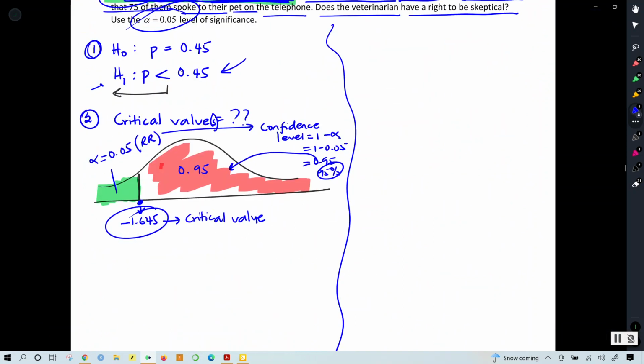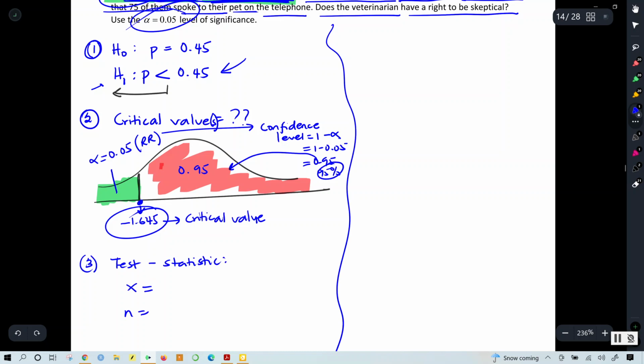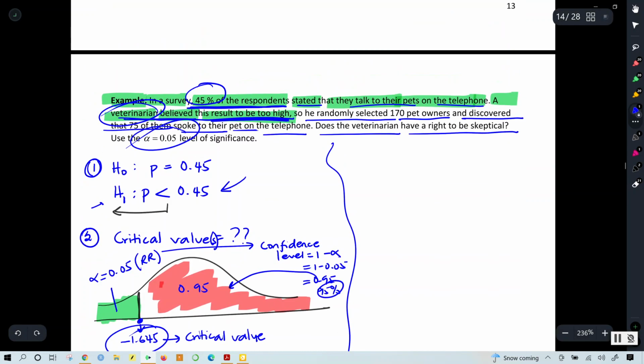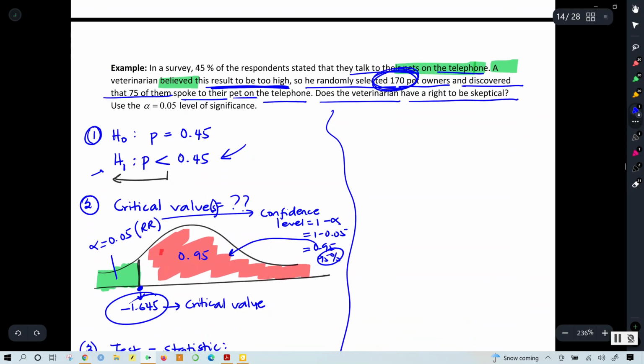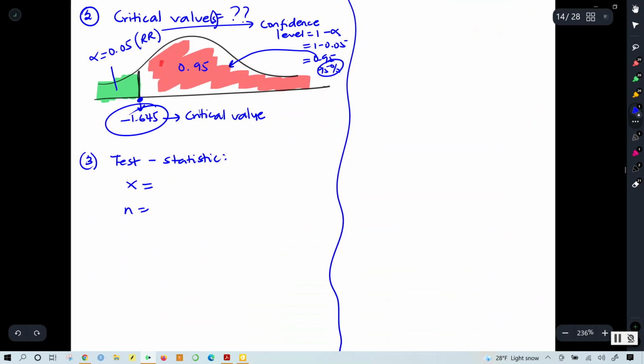So back to what we are working on. We have the critical value down. For step 3, I need to find my test statistic. For my test statistic, I need the value of x and I need the value of n. N is the total sample size. In this case, the veterinarian selected 170 in total, and out of that 170, found 75 of them. So x is 75, n is 170. So 75 out of 170.